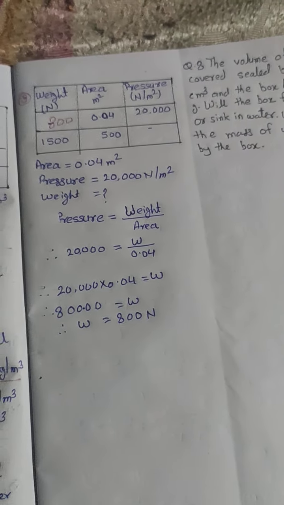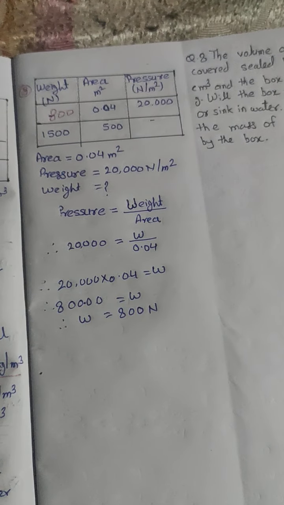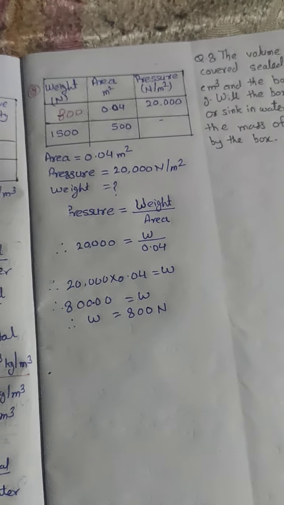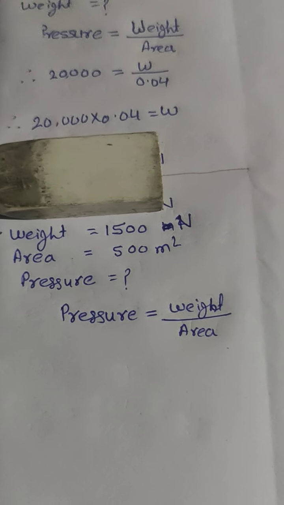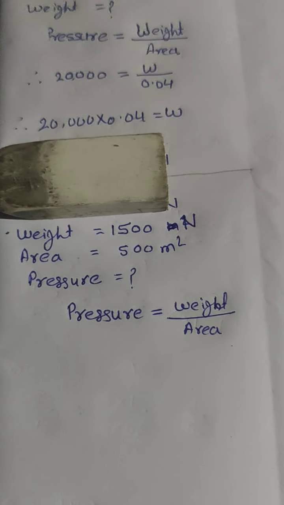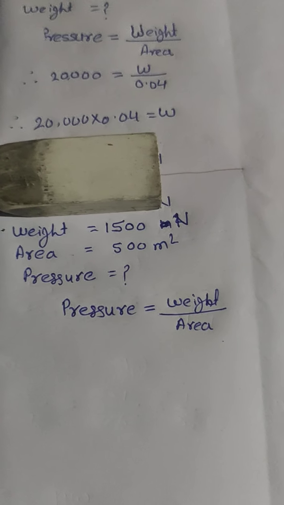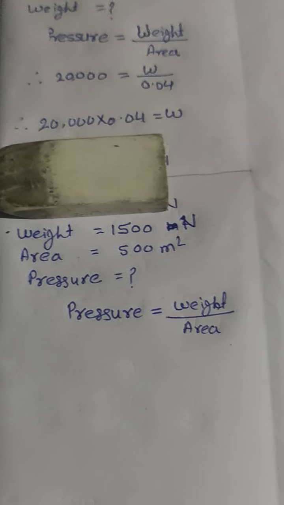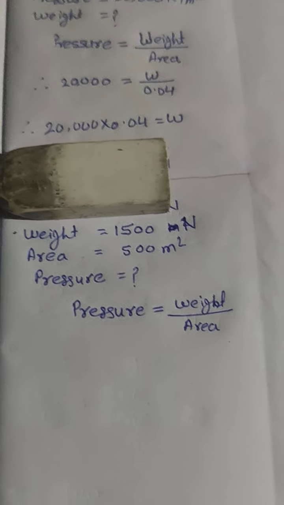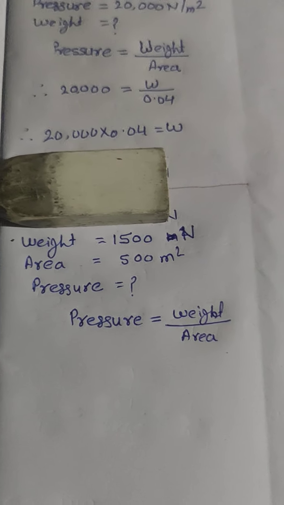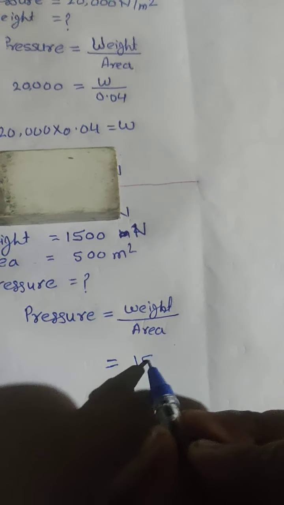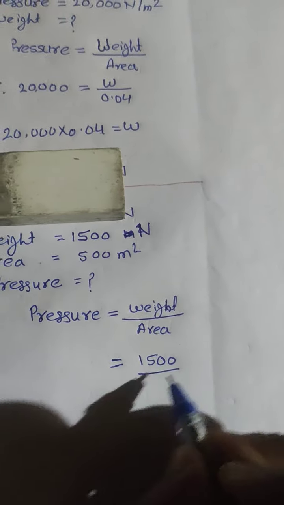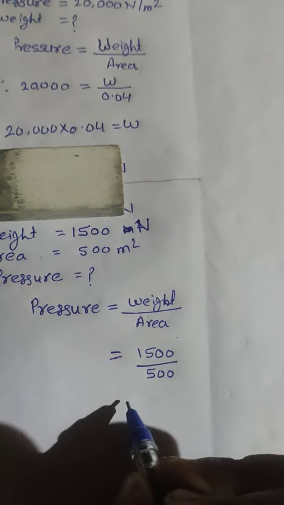Now the second one, we have to find the pressure. See, first we write the given and then the formula. In the second one, weight is given 1500 Newton, area 500 meter square. We have to find the pressure. That's why I am putting pressure equals question mark. Write the formula everyone. Pressure equals weight upon area. Now put the values. Pressure is not given, weight and area are given. Weight is 1500 upon area 500.